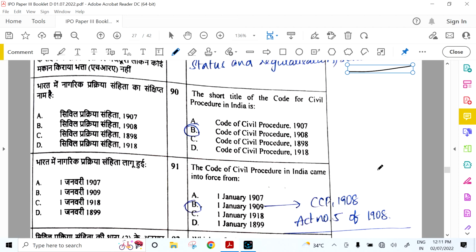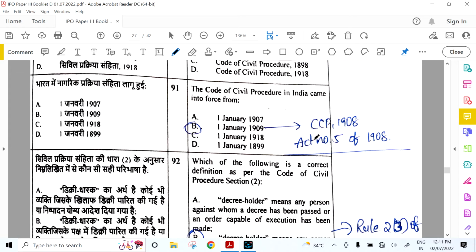The short title of the Code of Civil Procedure in India is the Code of Civil Procedure, 1908. The Code of Civil Procedure in India came into force with effect from 1/1/1909, and the Act is Act number 5 of 1908.